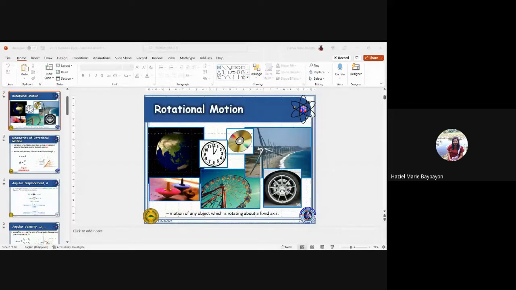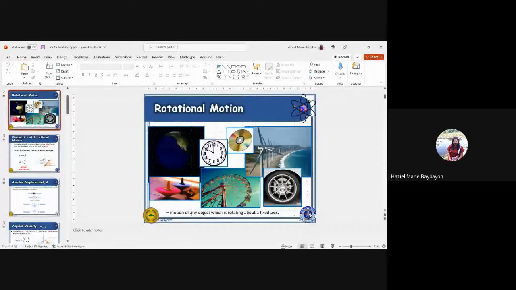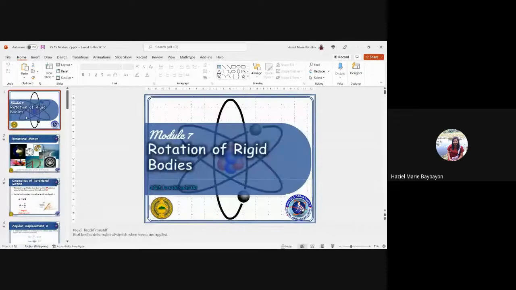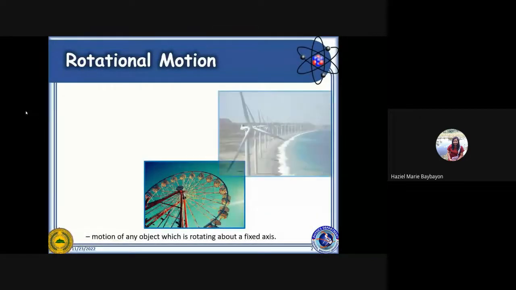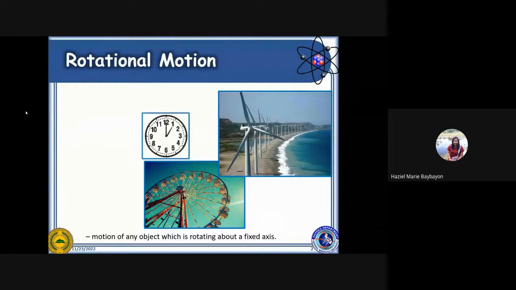Okay, so we will have rotational motion. Rotational motion is divided into two: we have the rotational kinematics and then rotational dynamics. All right, so these are examples of rotational motion. Basically any motion which is rotating about a fixed axis is considered rotational.